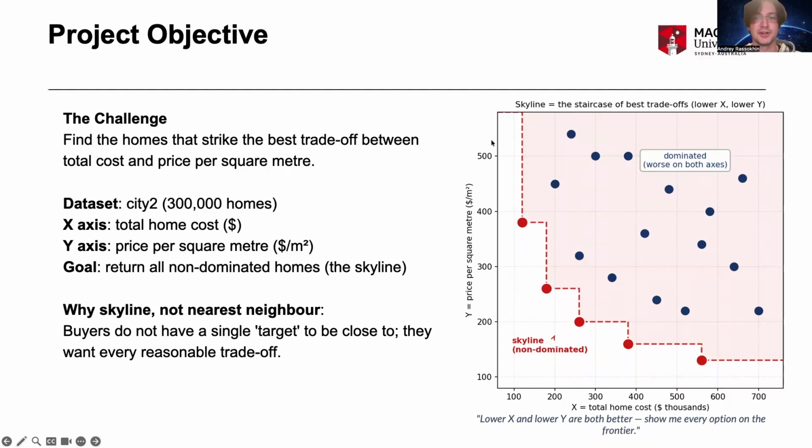In this problem, lower values are better for both dimensions. The reason we use Skyline Search instead of nearest neighbor is that buyers don't have one exact target point. They want to see every reasonable trade-off. So the goal is to return all homes that are not dominated by another one.